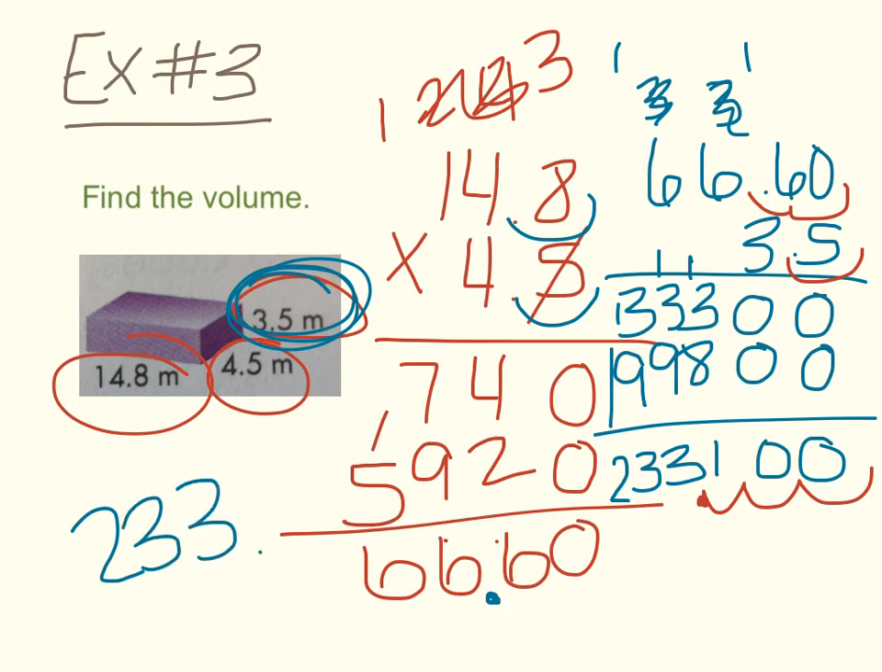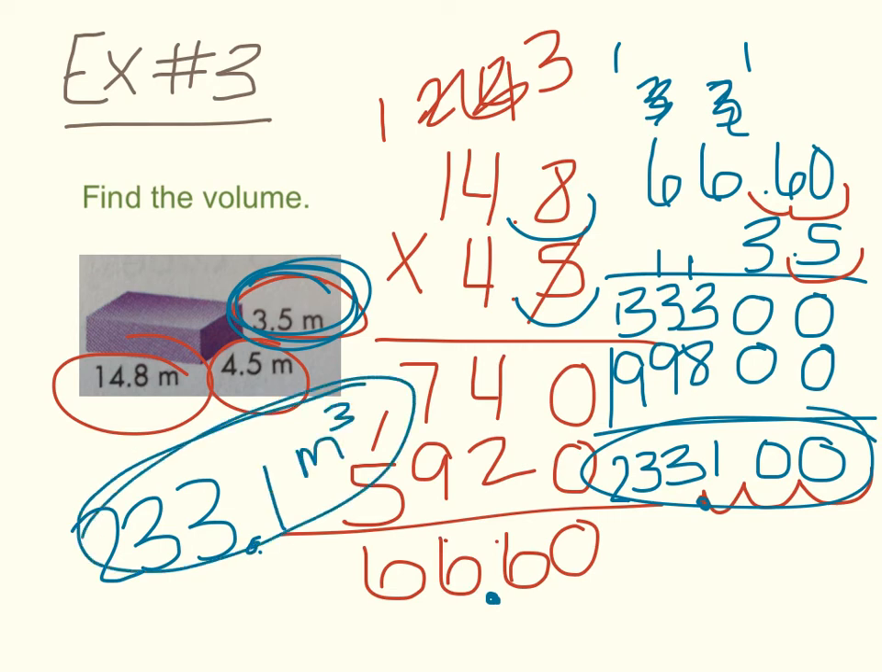233 and 1/10 meters cubed. So I did the same thing. I just multiplied length times width times height. Just be very careful when you're multiplying. Make sure you don't make any mistakes. Just multiply two of the numbers together. When you get your answer, multiply the third number.